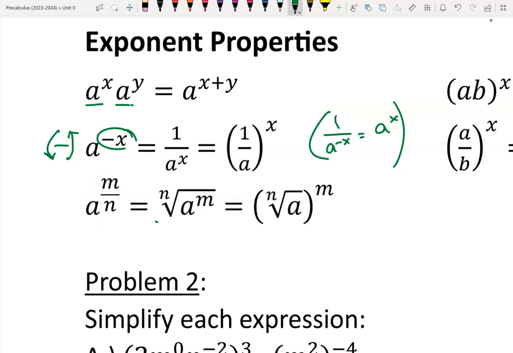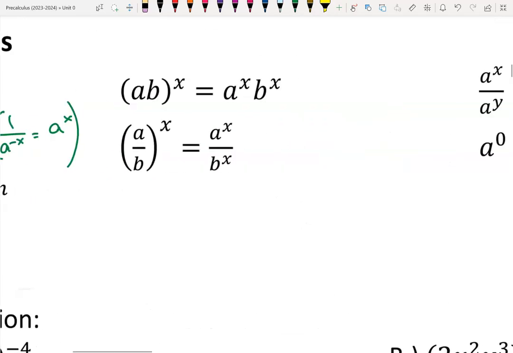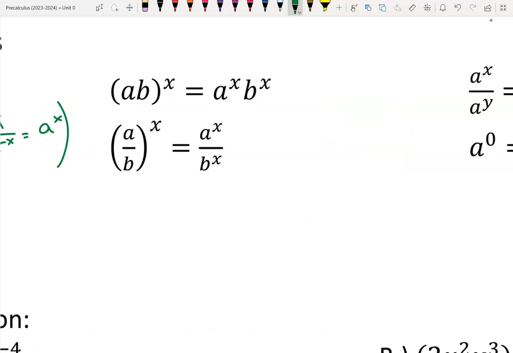And rational exponents become radicals. The denominator becomes the index of the root, and the power can be written either inside or outside, as we see there. So two options for writing that. Next one over here, we have (a times b) to the x, and we can see that x can come inside.